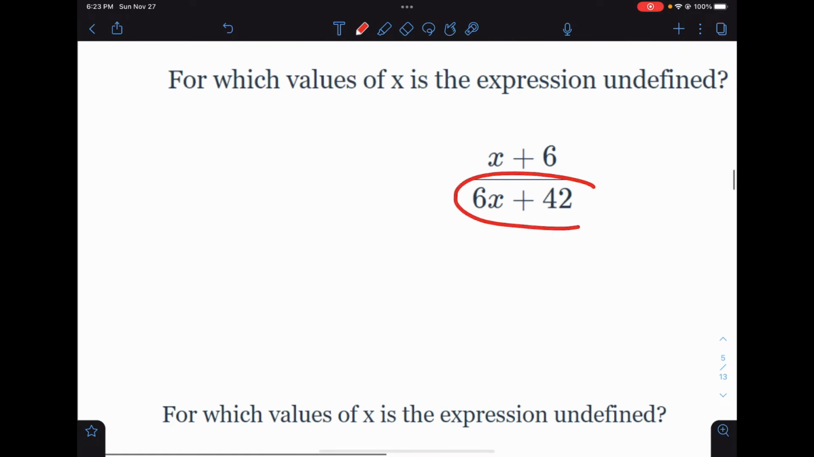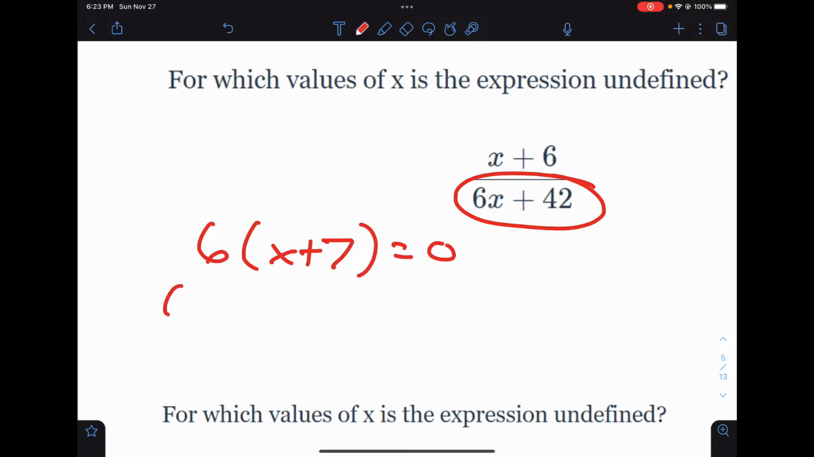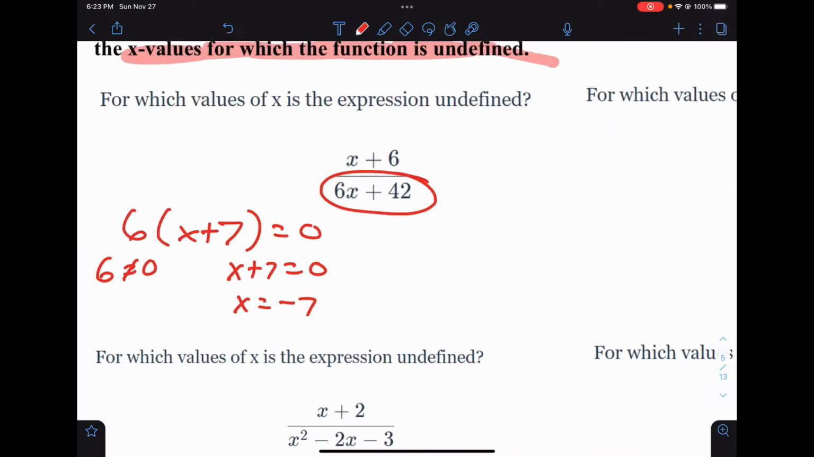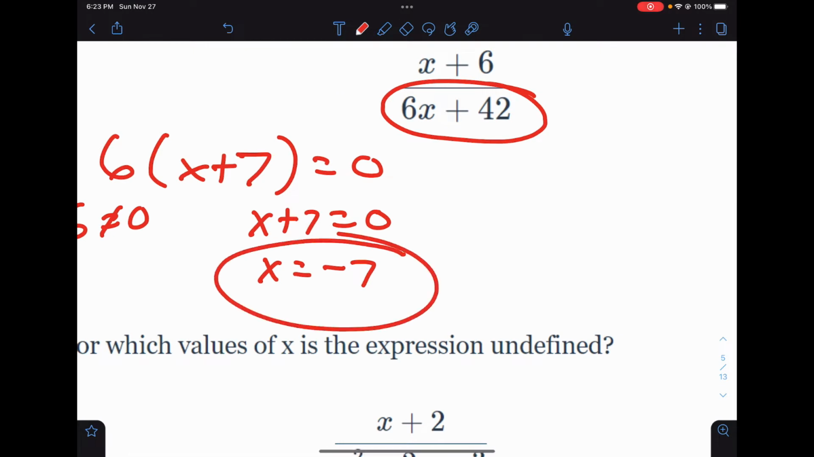So for this one right here, you could factor. We could take a 6 out, and we get x plus 7 equals 0. You can't set 6 equal to 0. 6 just doesn't equal 0. You would do x plus 7 equals 0, and you get x equals negative 7. So for which values of x is the expression undefined? It would be undefined for x equals negative 7.